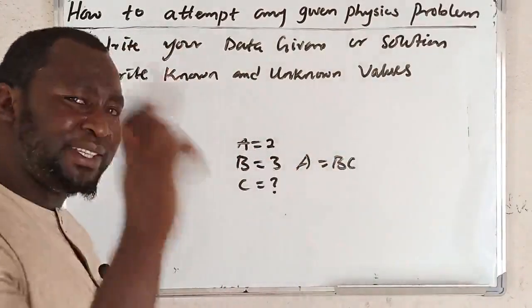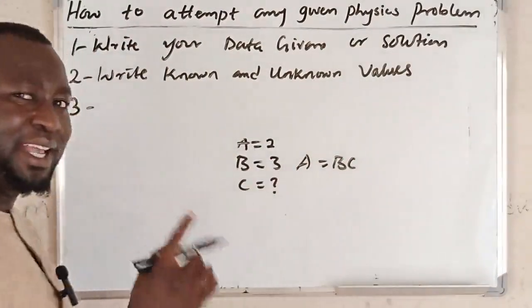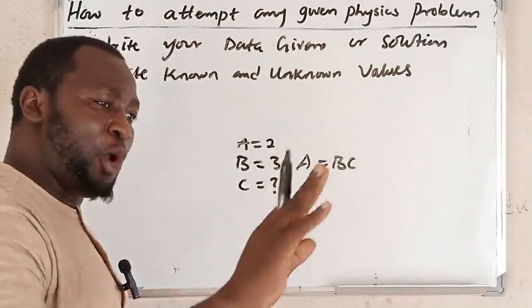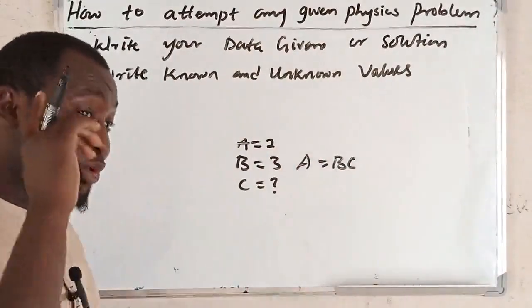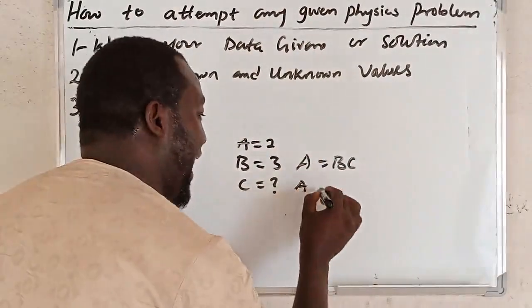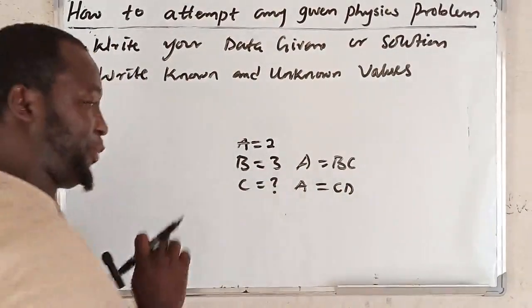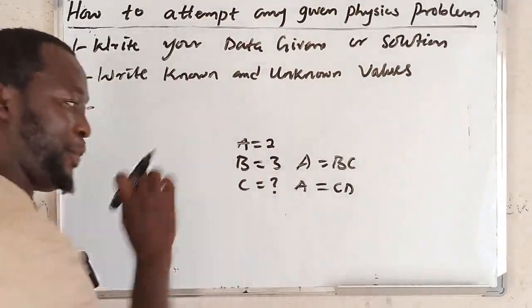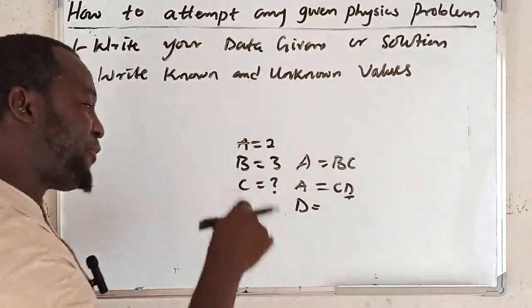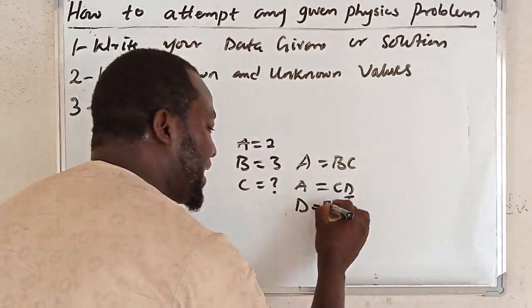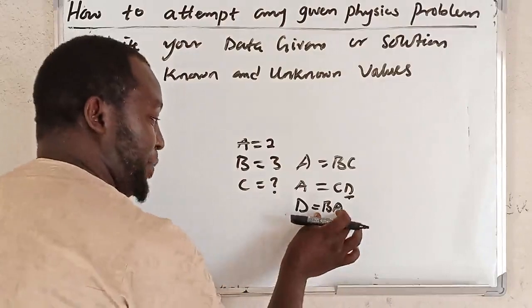This will make it easy for a student to think, since I have A, I have B, I have C, I know the formula that combines all these three things, that is A, B, and C. But a good student will realize that if there is another formula that says A equals C and D, it's not possible to use that formula, because from the known and unknown values, there is no D, unless that D is another formula that connects, for instance, B and A. Take note of this.